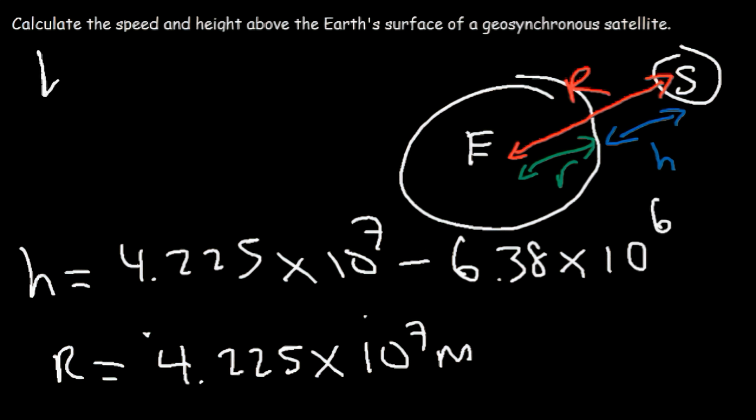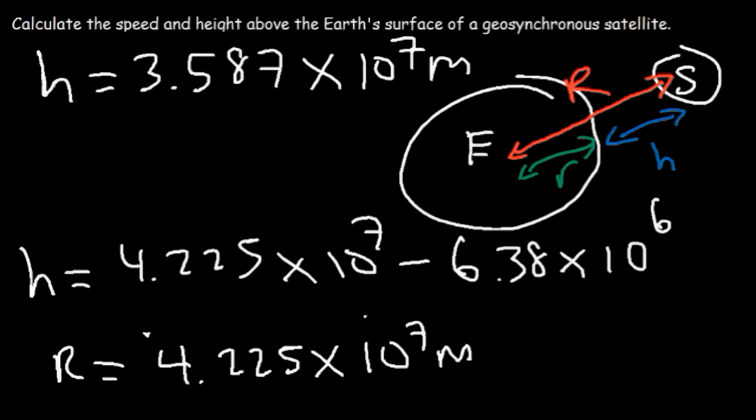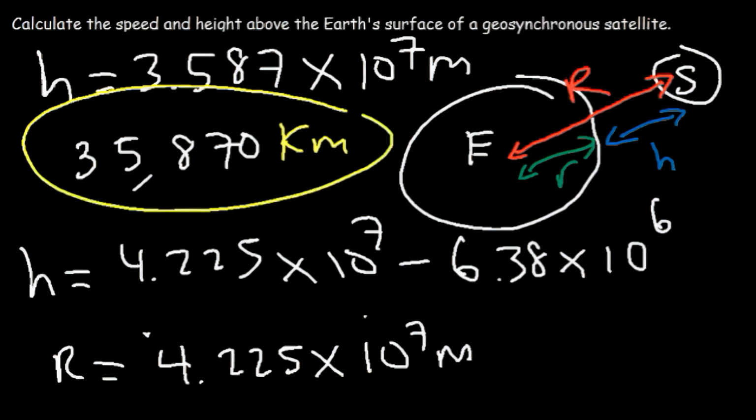So the height is about 3.587 times 10 to the 7 meters. If we divide it by 1,000, we can get the height in kilometers, which is about 35,870 kilometers. So that's the height of a geosynchronous satellite above Earth's surface.